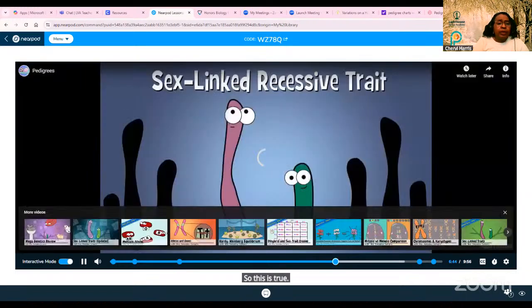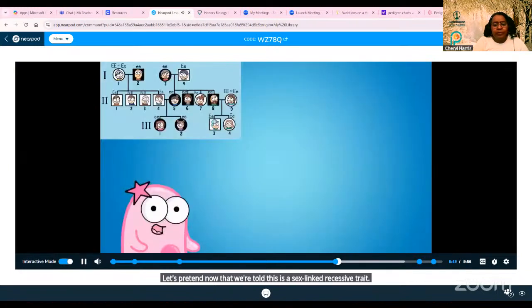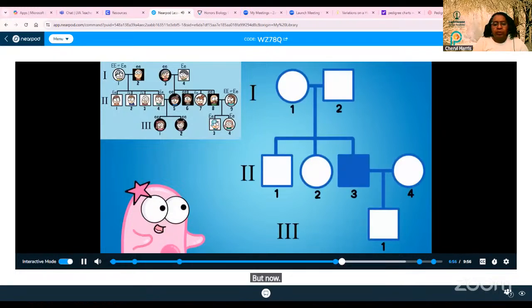It is sex-linked, usually affecting males. Now that we're told this is a sex-linked recessive trait, I'm going to keep the old labeled pedigree here that showed an autosomal recessive trait just for comparison, but now here's a brand new sex-linked pedigree.